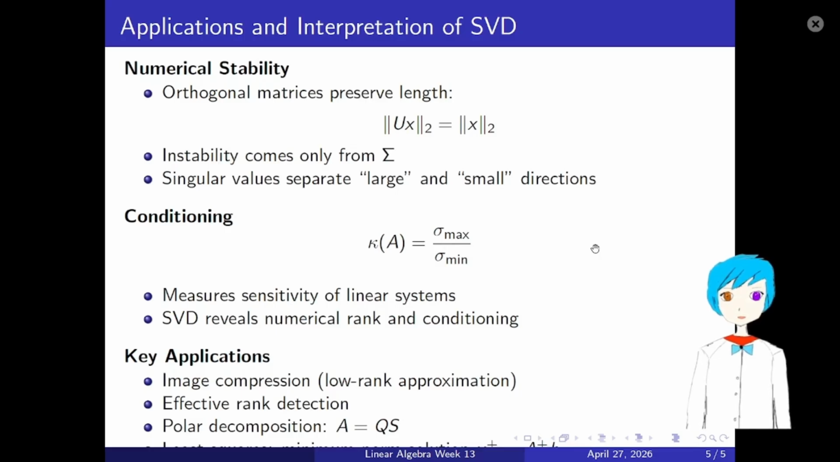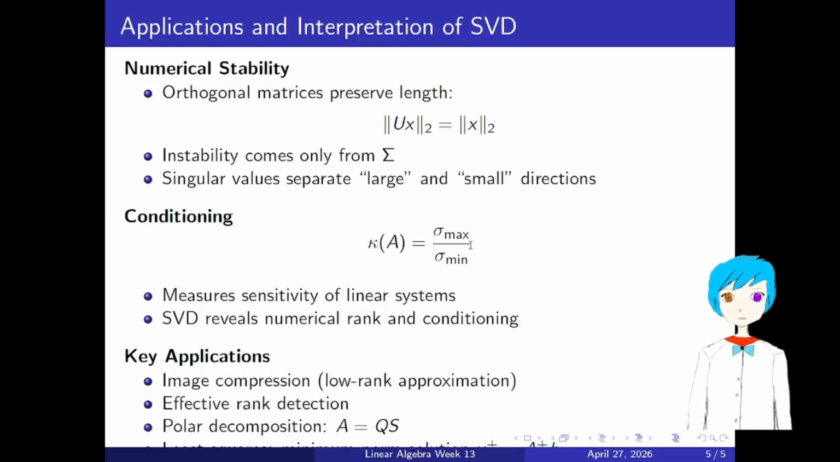What are the applications of the singular value decomposition? Since orthogonal matrices preserve length, the instability comes only from the diagonal matrix Sigma. Singular values separate large and small directions, and then we can define the condition number of a matrix, which is the largest singular value divided by the smallest singular value. It measures the sensitivity of linear systems and also reveals numerical rank and conditioning for a matrix.